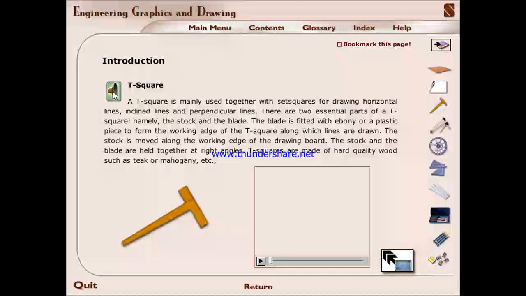T-square. A T-square is mainly used together with set squares for drawing horizontal lines, inclined lines and perpendicular lines. There are two essential parts of a T-square, namely the stock and the blade. The blade is fitted with ebony or a plastic piece to form the working edge of the T-square along which lines are drawn. The stock is moved along the working edge of the drawing board. The stock and the blade are held together at right angles. These squares are made of hard quality wood such as teak or mahogany, etc.